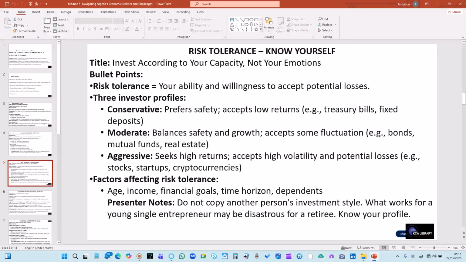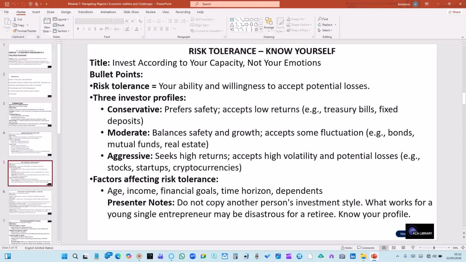Now we have the moderate profile. This one balances safety and growth. They accept some fluctuation. Example, government bond, mutual fund, and real estate. Then we have the aggressive profile. This one seeks higher return and accepts high volatility and potential losses. Examples include those that deal in stocks, startup capital, and cryptocurrencies.